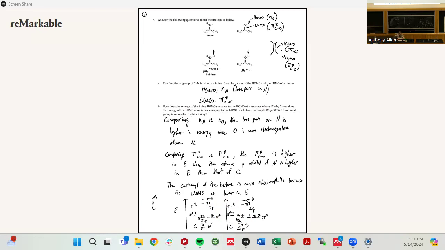What I'm just showing is that oxygen's atomic orbitals are lower in energy than the nitrogen atomic orbitals. And so all of the molecular orbitals of C double bond O with 2 lone pairs are also lower in energy than C double bond N with a lone pair. I am going to erase that though, just because it's a pretty bad drawing to have without me explaining it as I go.